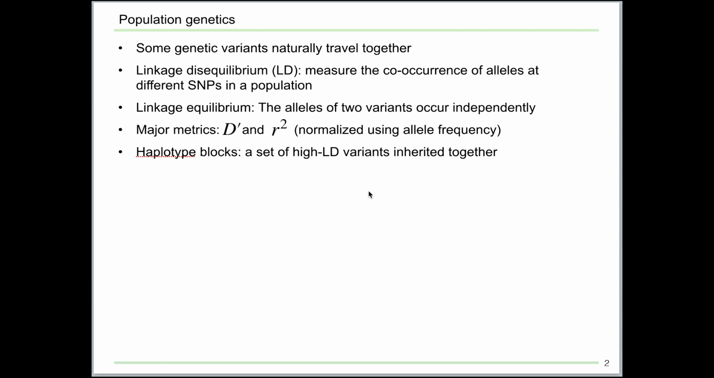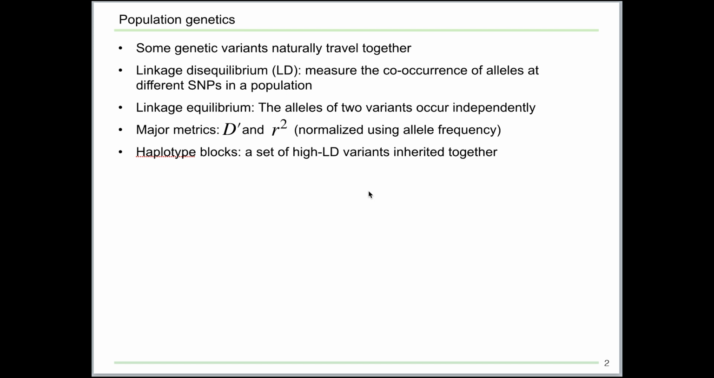Humans have millions of natural genetic variants, or SNPs, and the occurrence of them are not independent. That is, some genetic variants naturally travel together. To measure the co-occurrence of alleles at different SNPs in a population, the concept of linkage disequilibrium is defined when alleles of a pair of SNPs couple with each other. Similarly, a pair of variants reach linkage equilibrium when their alleles occur in an independent way.